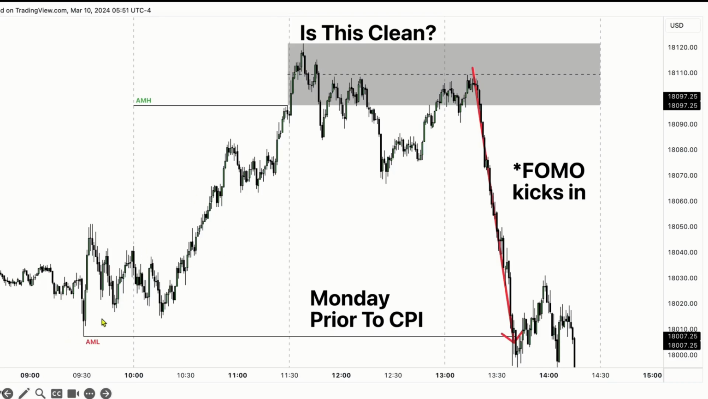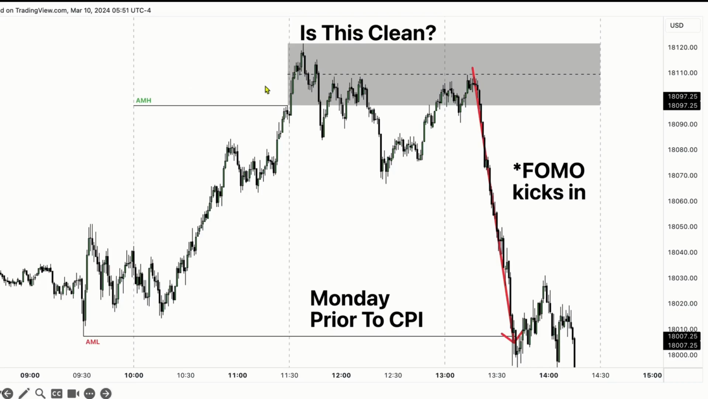What we can see is that during the AM session, the market repriced higher. Then during the PM session, the first 90-minute PM cycle, the market forms a high and it begins to reverse or show signs of reversing above the AM high, above the morning high.